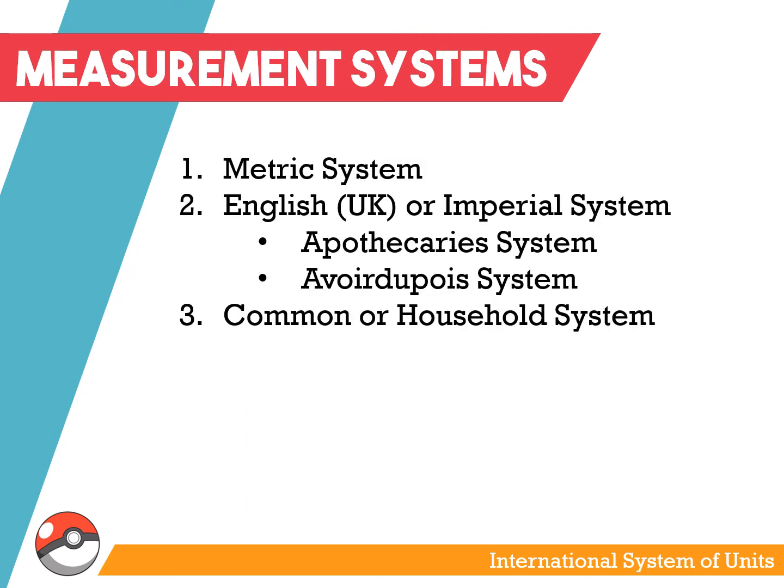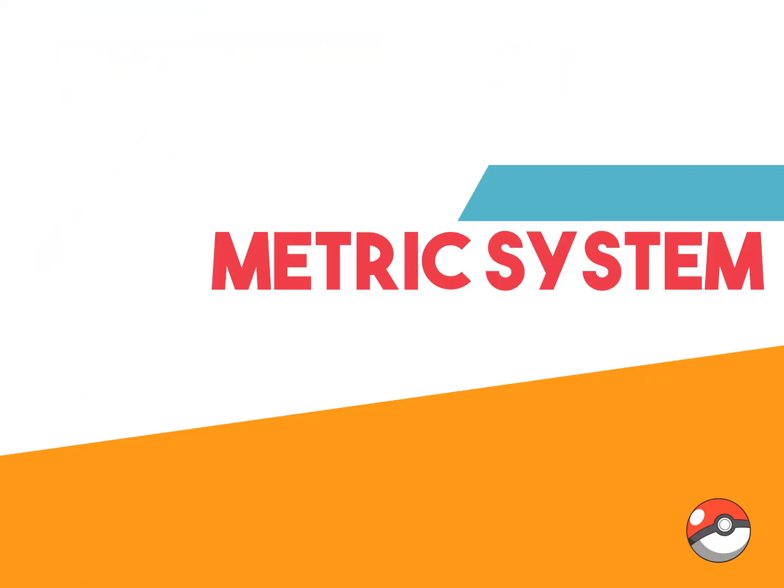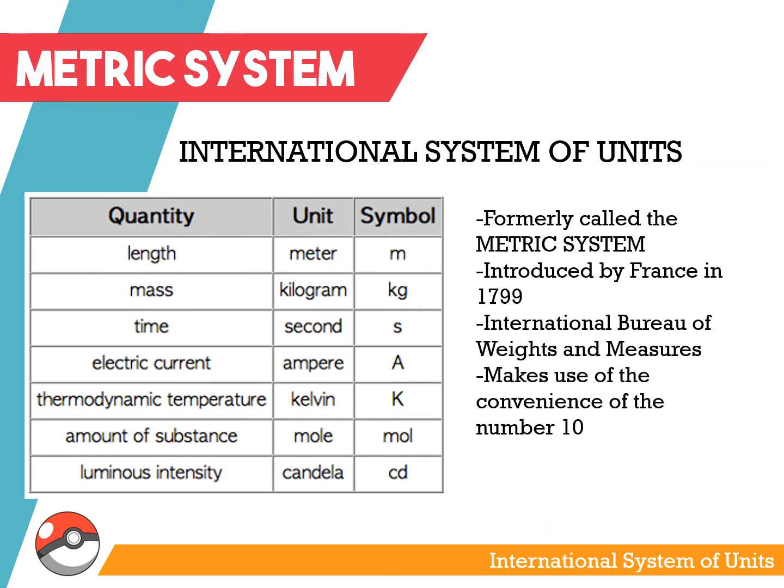There are three known measurement systems. First is the metric system. Second is the English or imperial system, further subdivided into the apothecary system and the avoirdupois system. And third is the common or household system. Let's start with the metric system. The metric system, now called the International System of Units, was introduced by France in 1799 by the International Bureau of Weights and Measures. It makes use of the convenience of the number 10.